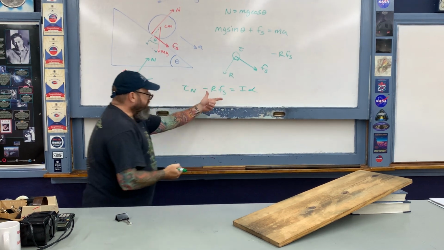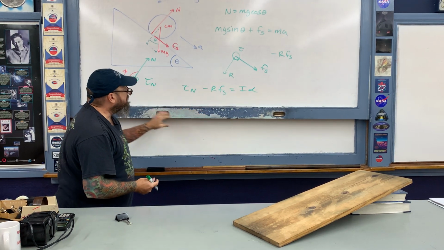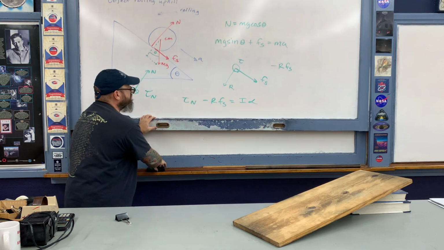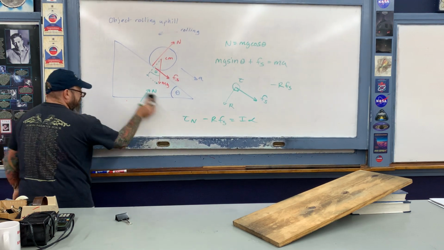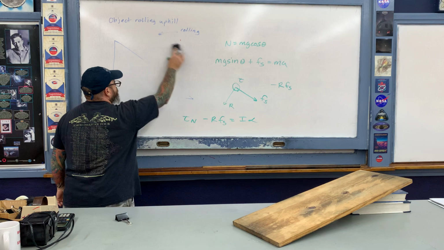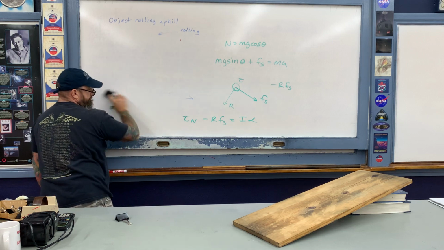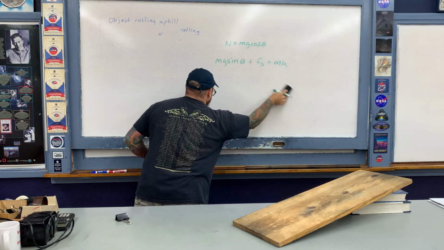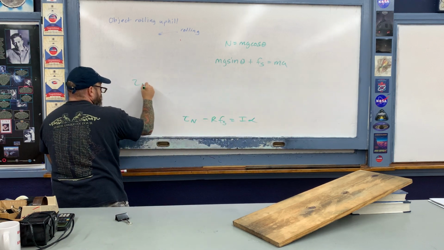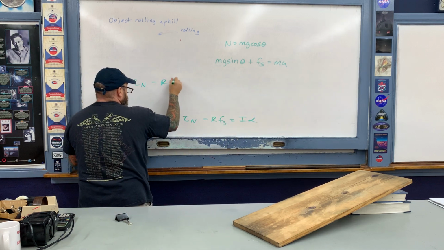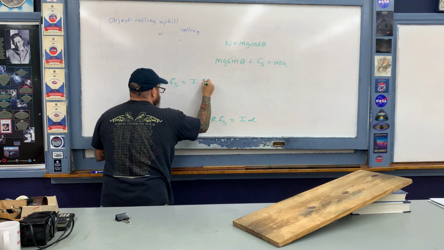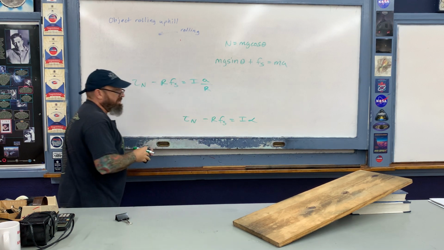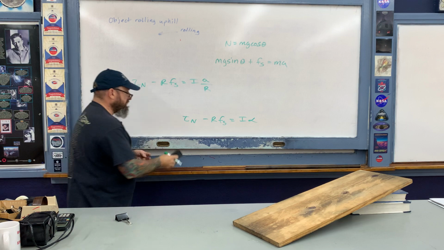Okay, once again, we replace the alpha with A over R. I'm going to do some erasing here at this point, by the way, so let me go ahead and do that. Okay, so tau_n minus R F_s equals I times A over R for a rolling object. And then you get to this point, you say, okay, well, now what?